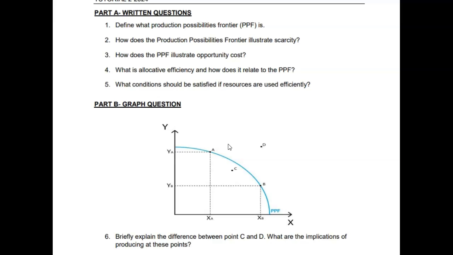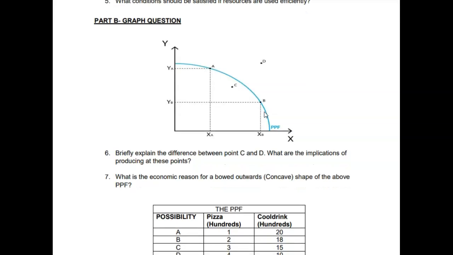Fifth one, what condition should be satisfied if resources are used efficiently? If your resources are used efficiently, you should be on the PPF, right? So what happens when you're on the PPF? Whenever you want more of X, you have to give up Y. So when you get to a point where you have to give up something in order to get more of something, then you are using a resource efficiently, right? So that's the answer. Part B, okay.